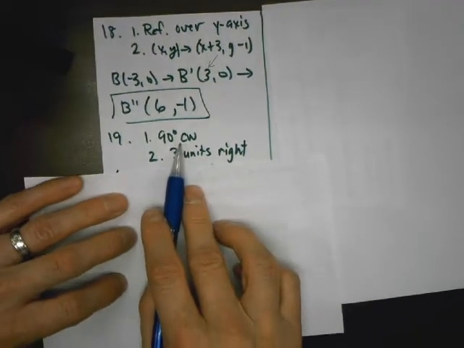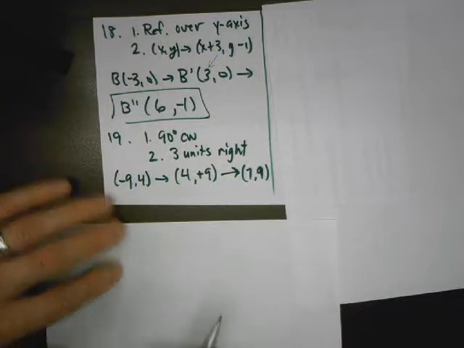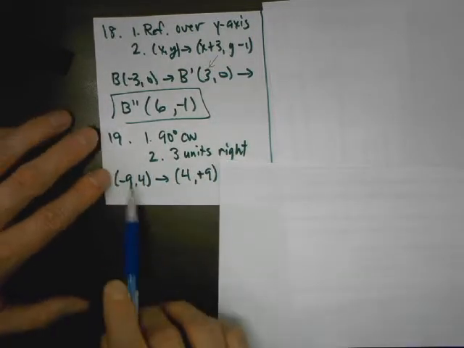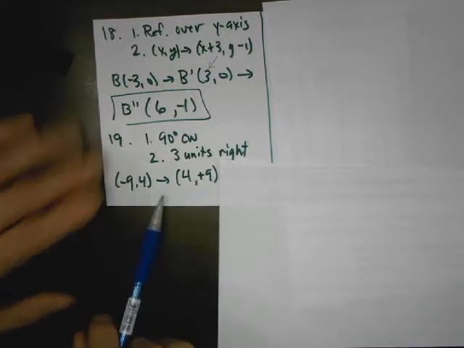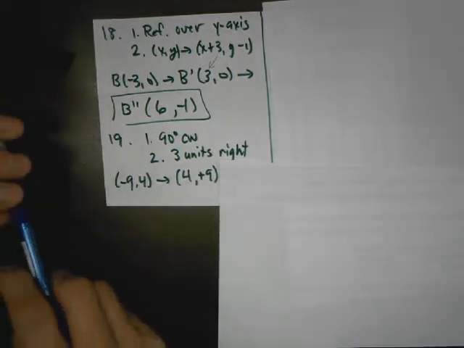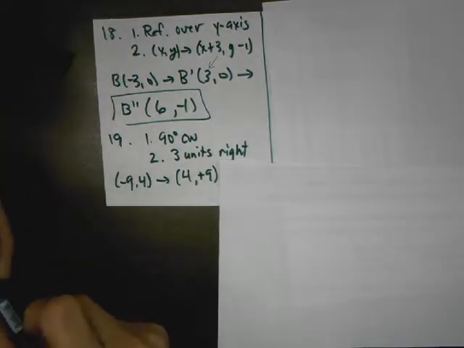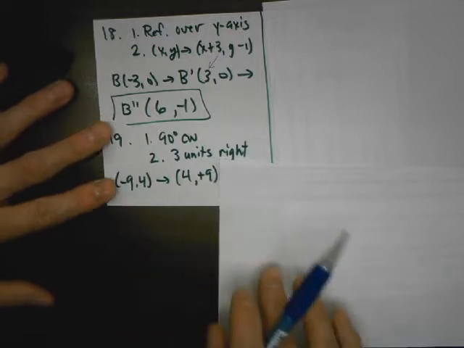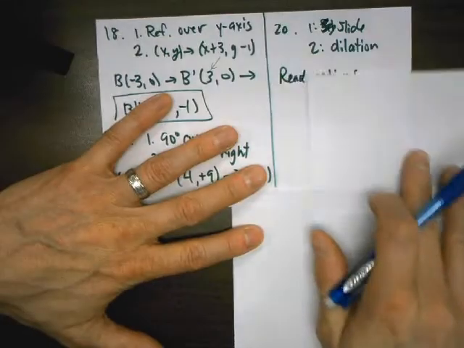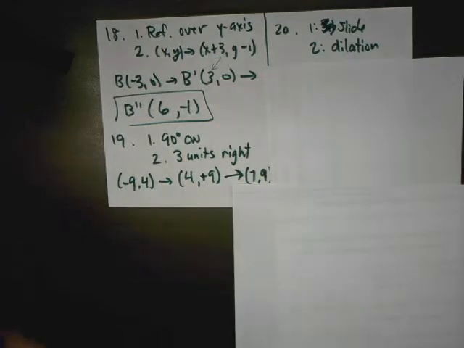19, we're going to do these 2 transformations. Okay, we're going to go 90 degrees rotation clockwise, then 3 units to the right. Well, 90 degrees rotation clockwise means this. We switch them and change the sign for the second. We got to memorize those rules if you haven't already, right? All right, and then we go 3 units to the right. So I just add 3 to my x's and I'm done.